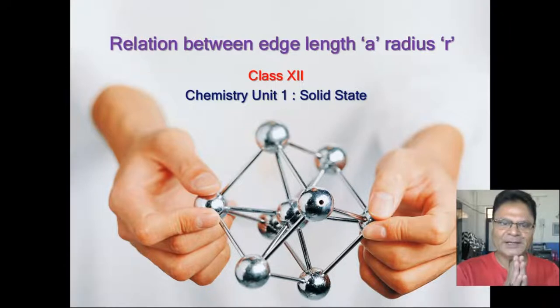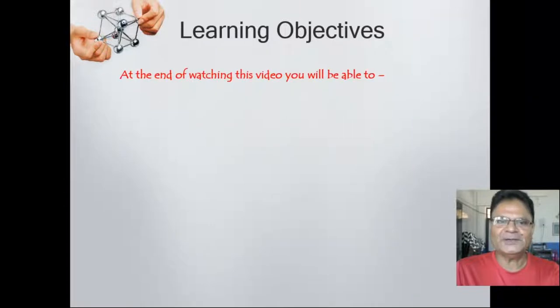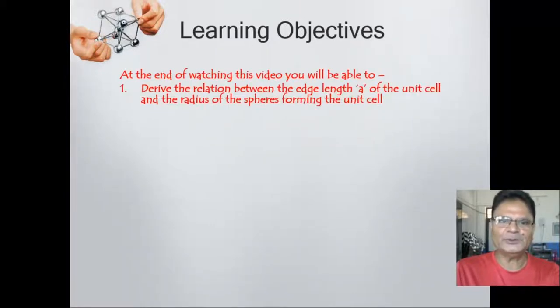Namaskar, I am again with you with the video lesson on a new topic, that is the relationship between the edge length a of the unit cell and the radius of the sphere forming the unit cell, r. This is the topic of class 12 chemistry, unit 1, solid state. While watching this video, you will be able to derive the relation between the edge length of the unit cell and the radius of the sphere forming the unit cell.